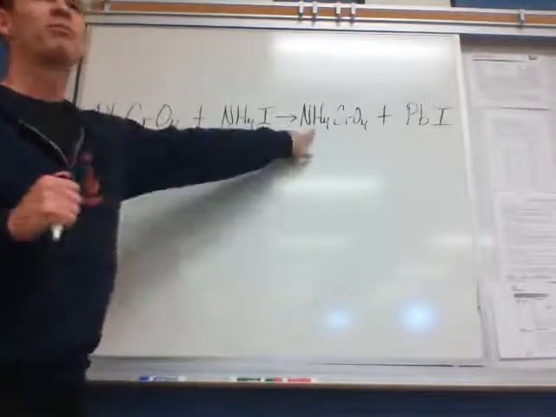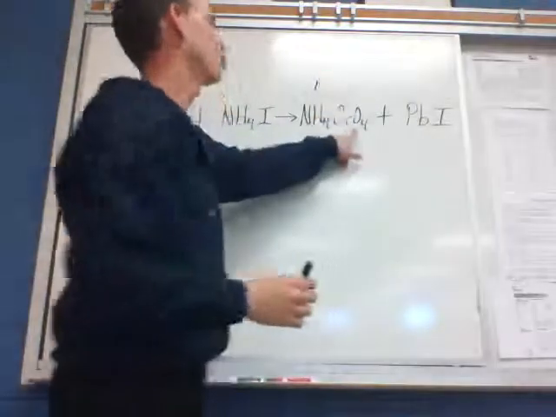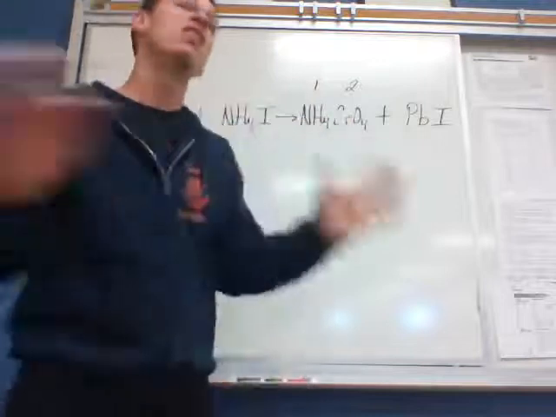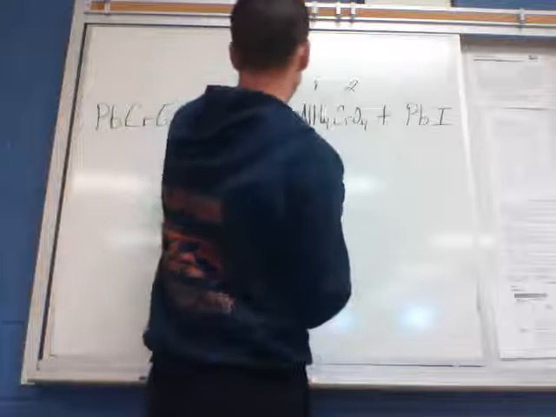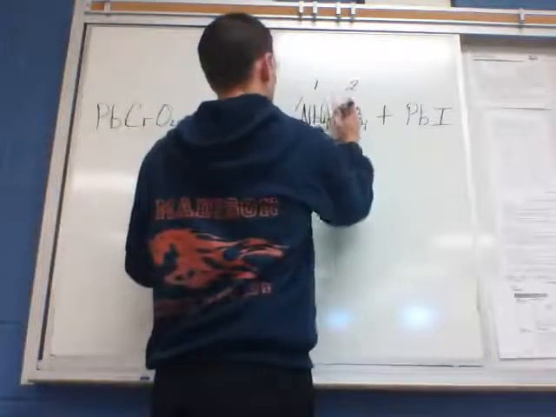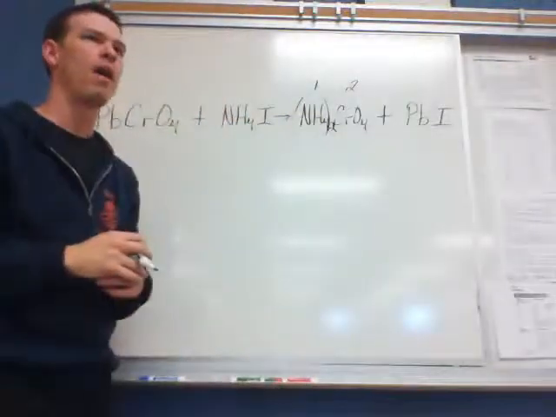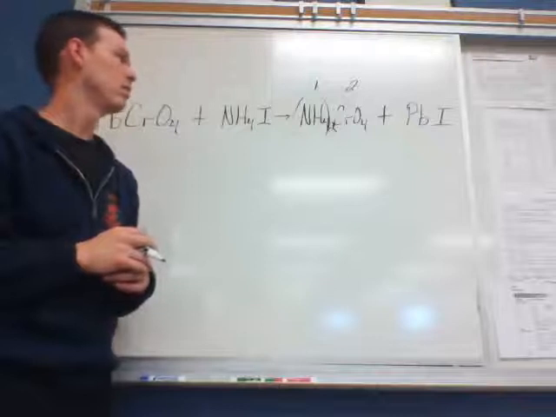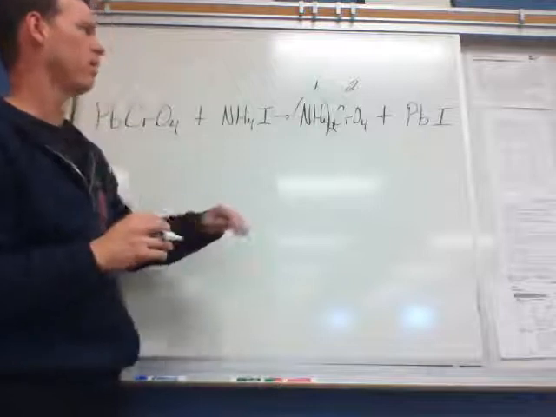What's ammonium's charge? It's a 1. What is chromate's charge? It's a 2. The numbers are different this time. My 1 will cross there and nothing will happen. My 2 will cross there. All right, and that will happen. NH4 in parentheses with a 2 outside of it.